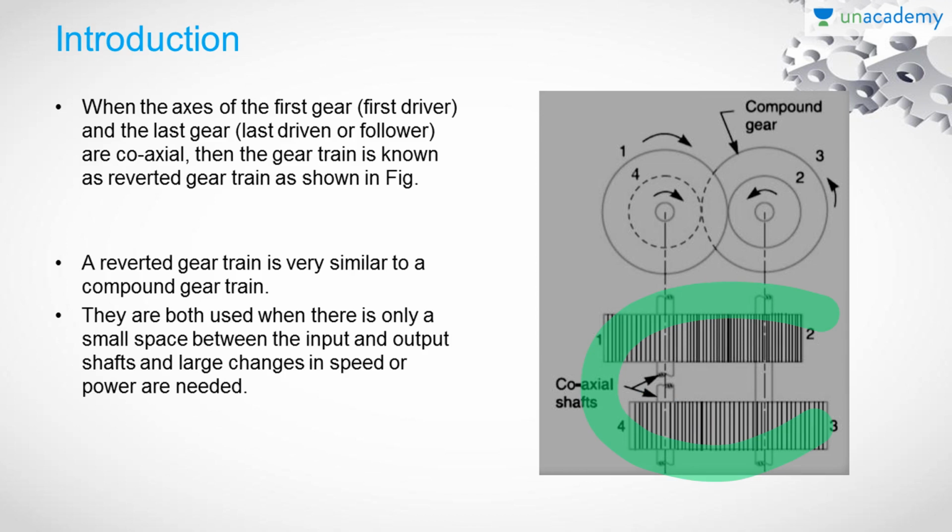They are both used where there is only a small space between the input and the output shaft, and large changes in speed or power are needed. So if you want large changes in the speed or power, we can use the reverted gear train, and we can also use it when there is a space limitation. When we have little space between the driven and the driver gears, we can go for the reverted gear train system. Let's examine the motion of each gear in this reverted gear train system in the next slide.